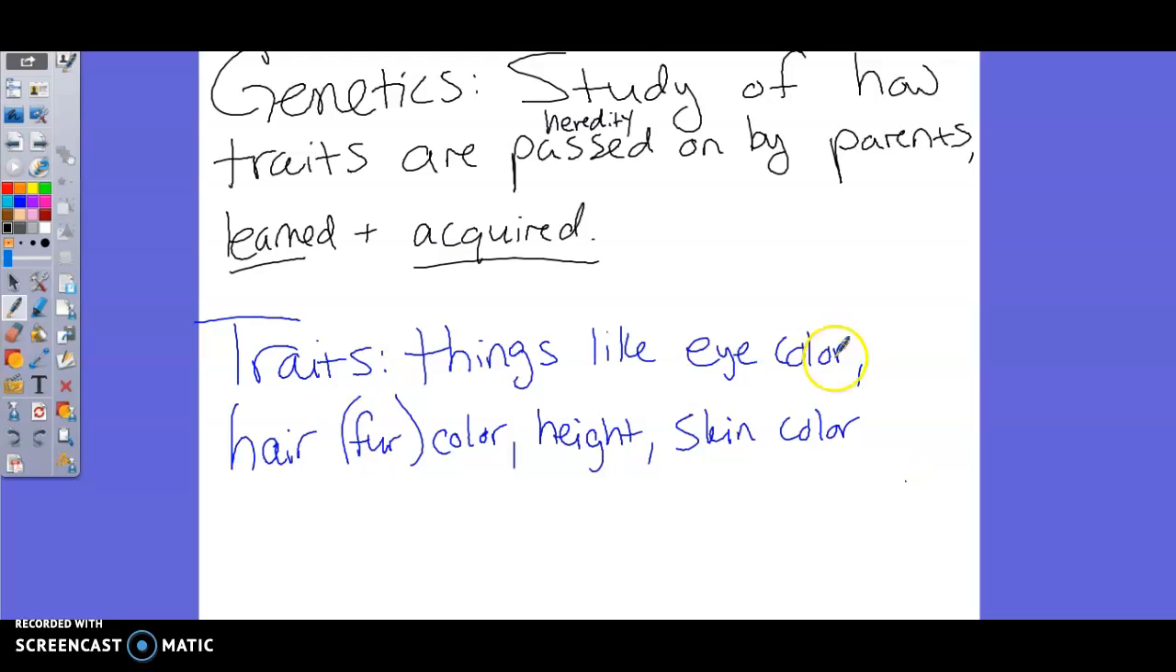Now, what is genetics? It's the study of how traits, which is what we just defined down here, are passed on by the parents and how traits are learned and how things are acquired. And we'll go into those things as we continue to move on. So feel free to pause the video so you can jot down these definitions.